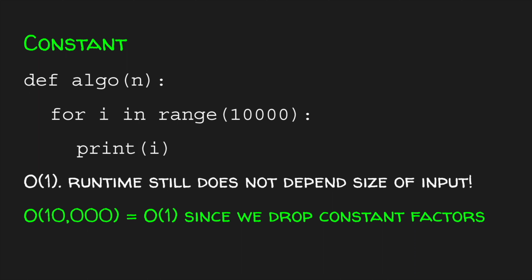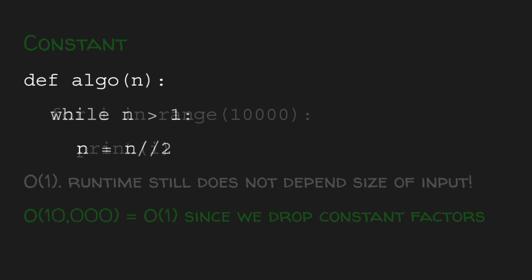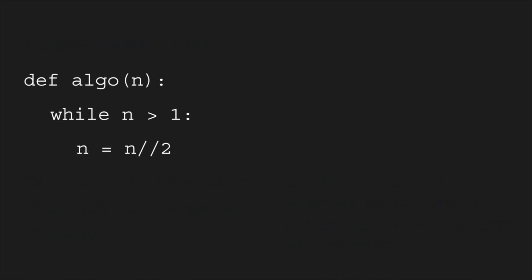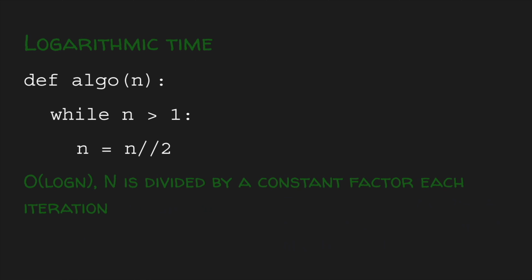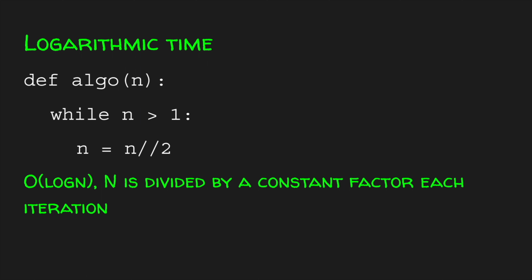Alright, let's take this piece of code. We have a while loop that keeps on iterating while n is greater than 1. And in each iteration of the while loop, we divide n by 2. This is logarithmic time, because n is divided by a constant factor in each iteration.